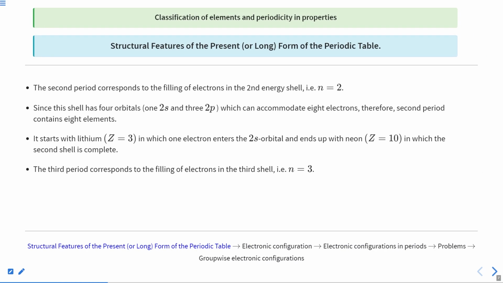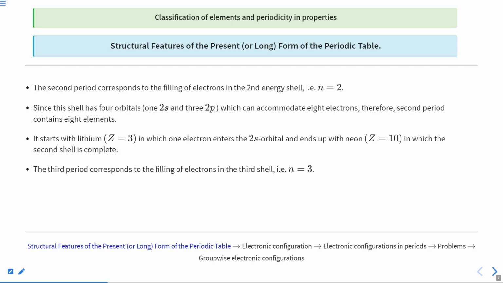If you talk about the second one, it will have n equal to 2, and in this, four orbitals are present: one 2s and three 2p, which can accommodate a total of 8 electrons. Therefore, the second period contains 8 elements. So whatever the number of electrons that can be filled in that shell will be the number of elements present in that period.